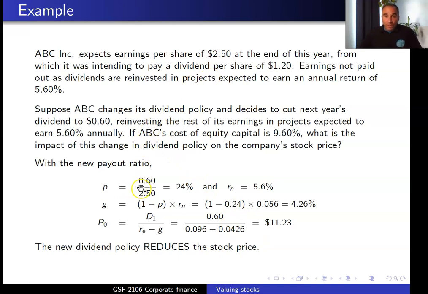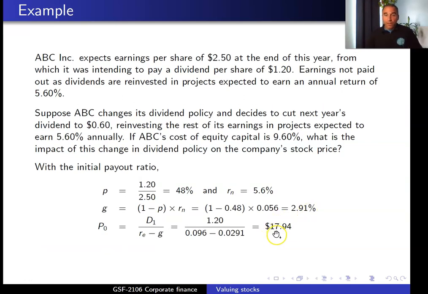Now, with the new dividend policy, the payout ratio is now 24% instead of 48% because the dividend is cut in half. So 60 cents out of $2.50 is 24%. Return on new investment remains 5.6%. So that gives an expected growth rate of 4.26%. So the price of the stock with the new dividend policy is $11.23. So the new dividend policy reduces the stock price.